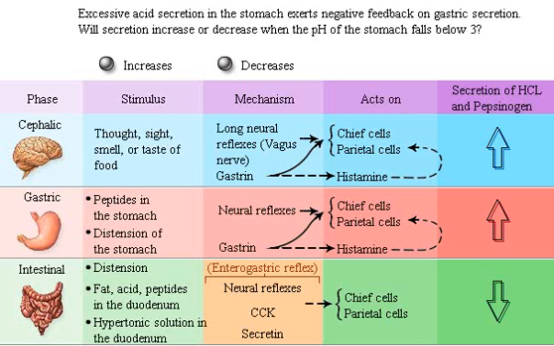Excessive acid secretion in the stomach exerts negative feedback on gastric secretion. Will secretion increase or decrease when the pH of the stomach falls below 3?